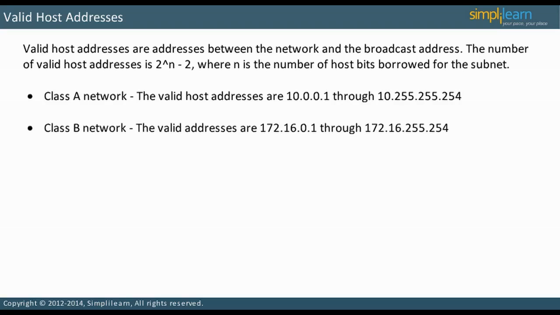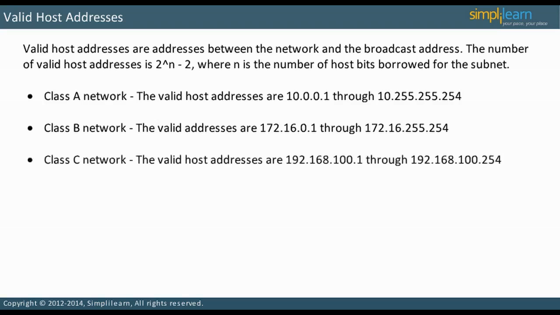Let us now look at an example of a Class B network, 172.16.0.0. All host bits set to 0 is the network address 172.16.0.0. All host bits set to 1 is the broadcast address 172.16.255.255. The valid addresses are 172.16.0.1 through 172.16.255.254.